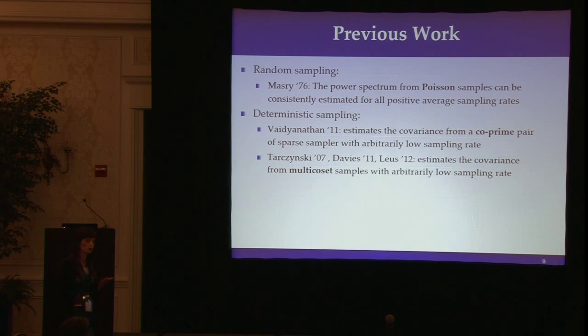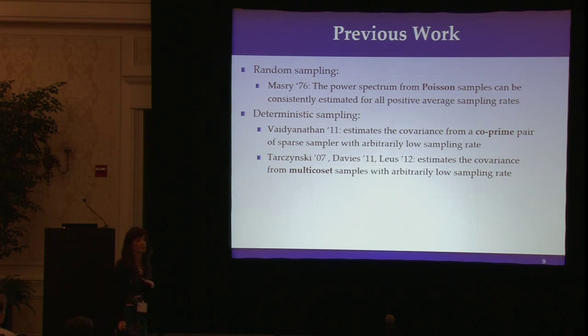Now, this is, of course, an old problem. There are early papers that looked at this, particularly in the context of random sampling. It was shown already in the 70s that if we use random Poisson sampling, then as long as the average sampling rate is greater than 0, we could get a consistent estimate of the power spectrum. But we're interested in deterministic sampling.